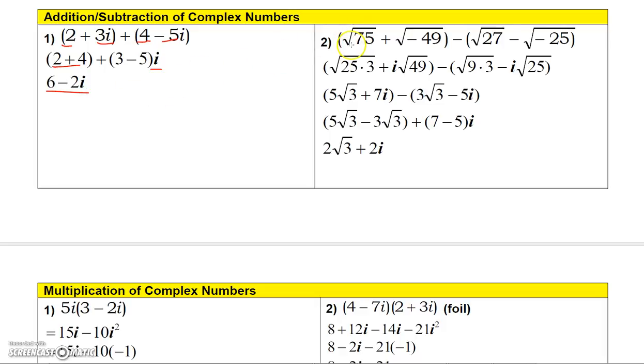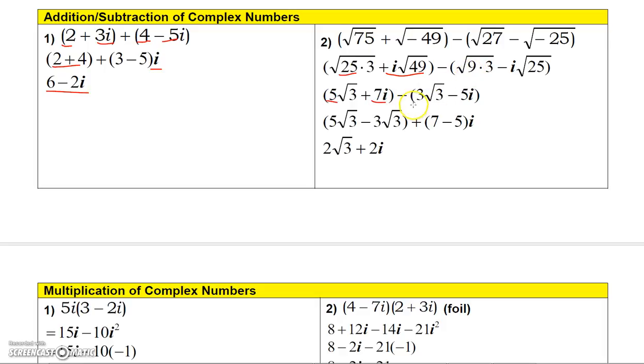Here, you have radicals. Square root of 75 is square root of 25 times 3. Square root of negative 49 is i times square root of 49. And minus, you have the square root of 27. We can write that as 9 times 3 under the radical. And then square root of negative 25 is i times square root of 25. So now let's see what we need to do here. Well, here the square root of 25 is 5, so I can pull that out outside of the radical. Square root of 49 is 7, so this would just be i times 7, which we write as 7i.